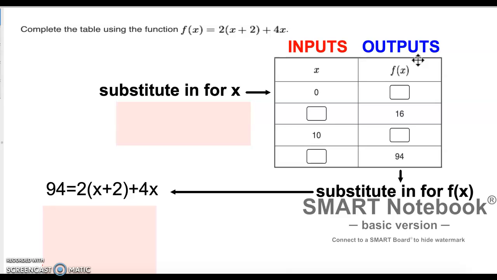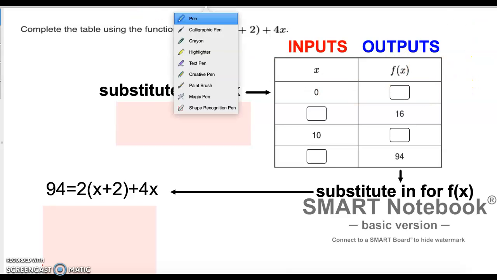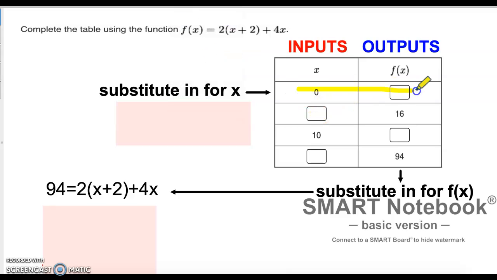So for this table, there's two different types of problems here. If they give us the input, like we do in this first example when they tell us x is 0, we need to substitute that value in for x and solve for the output. So we're going to do this top row of the table together now. So they're telling us that x is equal to 0. We need to find the output. So we're going to take that 0, plug it into our function, and substitute it in for x.